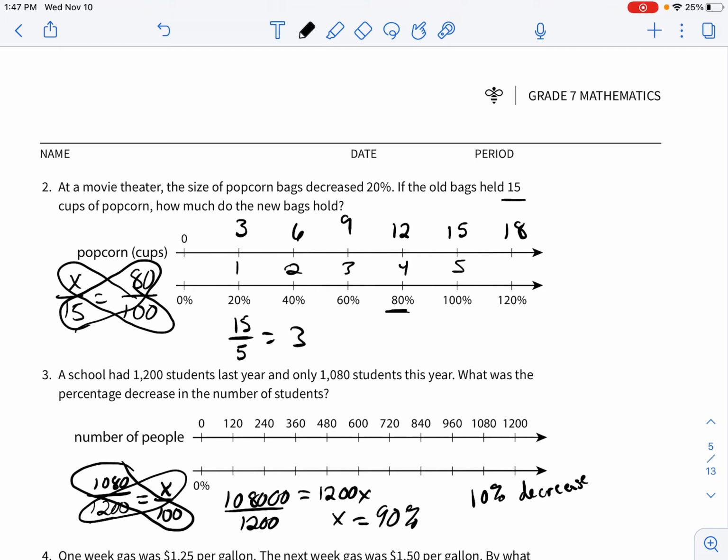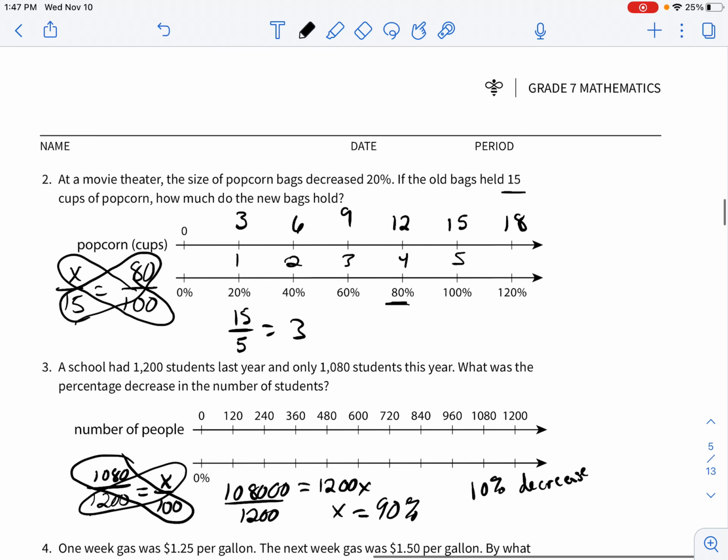Another way is, if we know that 100% is 15, we can find what each tick mark represents by counting the number of tick marks up to 15. There's 1, 2, 3, 4, 5 at 15. So we take 15 divided by 5, and those tick marks go in 3 cup increments. If you did it that way, you could have just taken 15 minus 3 to get 12. So 12 cups would be your answer.